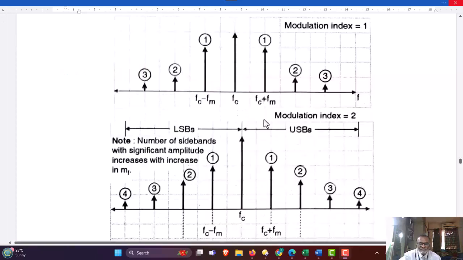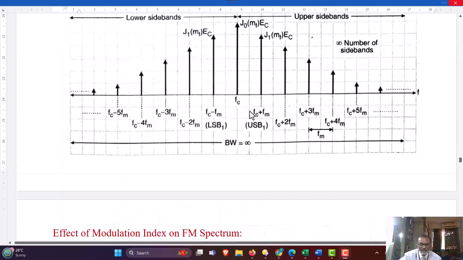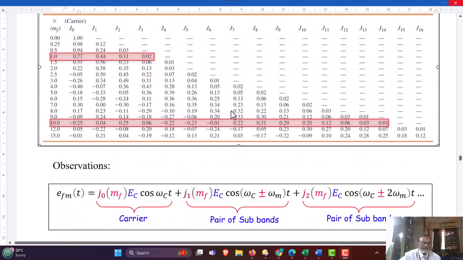lower sidebands. Another thing we will observe here is that when modulation index is 1, there are three upper sidebands and three lower sidebands. Means three pairs of sidebands with the carrier are generated. Because if you see the Bessel coefficient table, there are four components: J0, J1, J2 and J3. Means there are only four components. J4, J5, J6, J7 have insignificant amplitude and therefore are ignored.